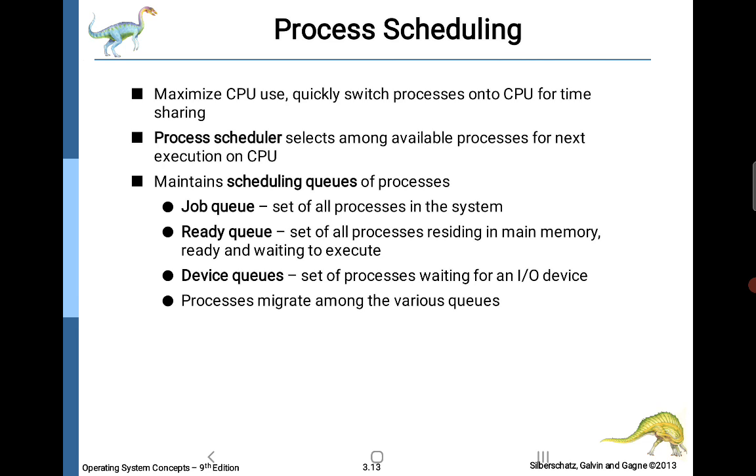Job queue, and this contains all the processes in the system in all their states. Ready queue, and this holds the ready processes that are waiting for the CPU to be executed. Device queues, and these hold the processes that are waiting for input or output operations. And processes apparently migrate from one queue to another queue.